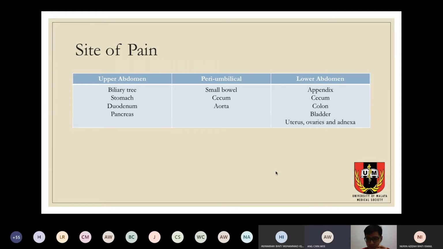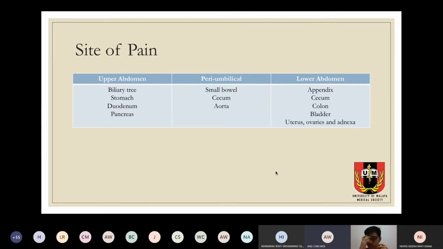I think generally that table is quite useful to start off. You need to know the basics. Those are very basic, but do remember it's only a basic guide, because, for example, a patient with an appendicular or cecal tumor doesn't always necessarily come in with lower abdominal pain. They can also come with periumbilical pain or even upper abdominal pain. So just bear in mind that.